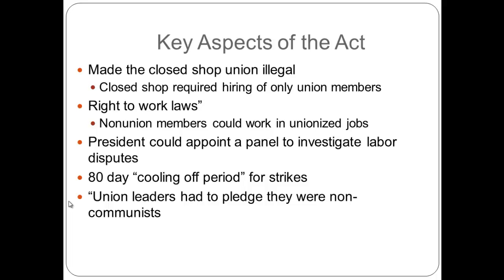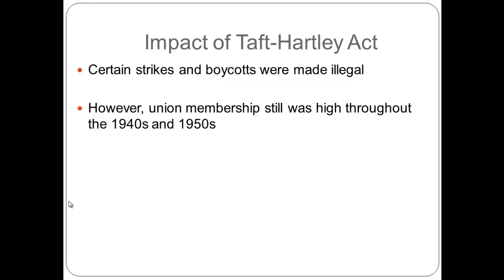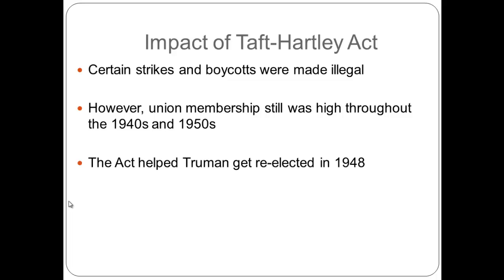And we'll see this is kind of a big theme after World War II. In many different acts, we'll see that people have to pledge that they are non-communist. So what is the impact of this act? Well, one impact is that certain strikes and boycotts were made illegal. And this is going to take away some of the tactics that unions were using to gain certain rights for them. However, even with the Taft-Hartley Act, union membership was still high throughout the 1940s and 1950s. It won't be until later that we'll see union membership decline.